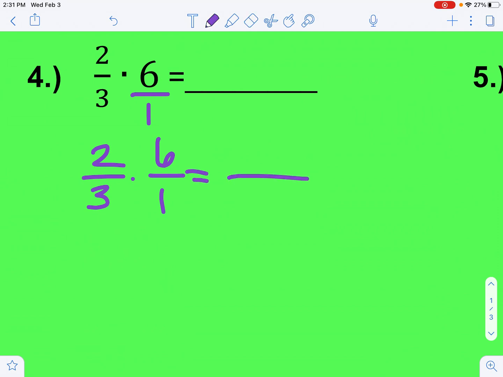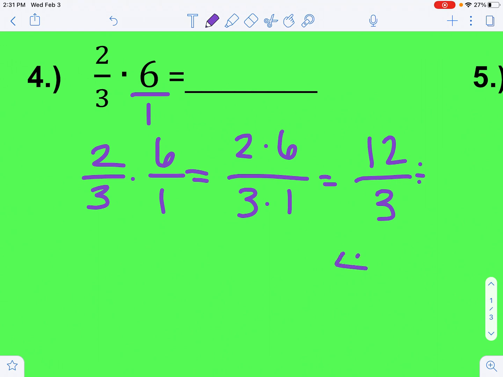Okay, let's go ahead and multiply straight across. We take 2 times 6 all over 3 times 1. 2 times 6 is 12. 3 times 1 is 3. 12 divided by 3 gives us 4. And that is our answer.